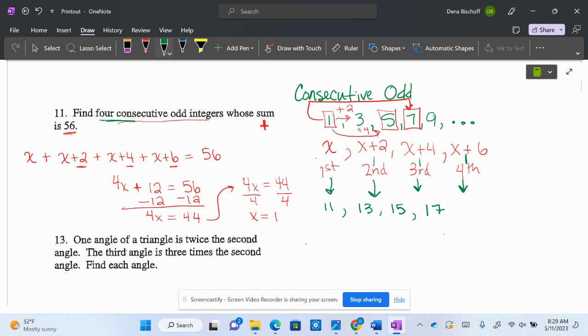How could I check them? Add them all together. 11 plus 13 is 24, plus 15 is 39, plus 17 is 56. There we go.